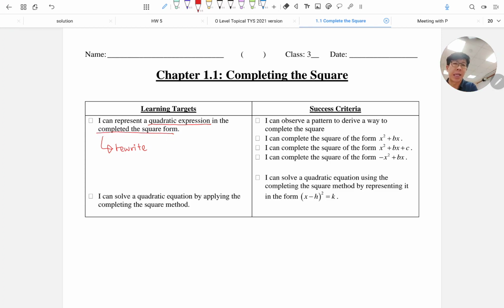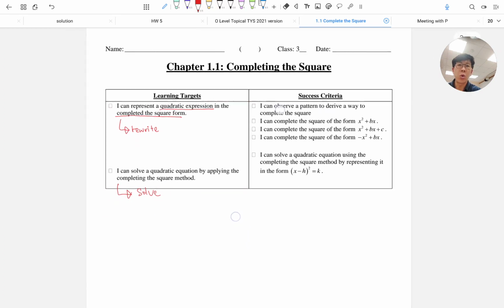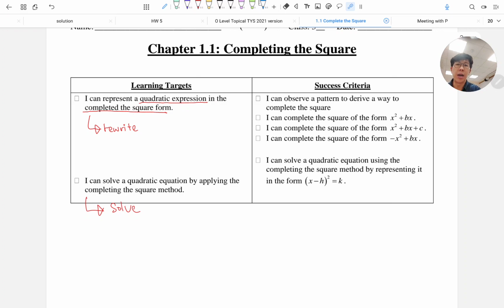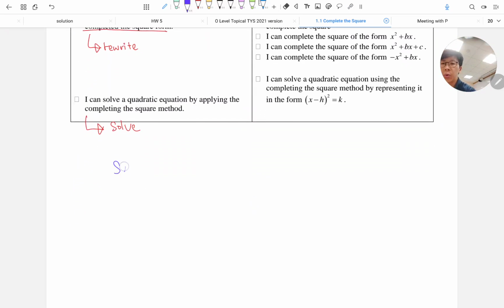Okay, so we are going to rewrite basically. Once we have learned how to rewrite, we will be able to use whatever that we got to solve. If you think about it, we have done something very similar in Sec 2. In Sec 2, you also learned how to rewrite a given quadratic expression and then use that form to solve easily. We covered this concept called quadratic factorization, and a particular method that you learned in Sec 2 is called the cross method.